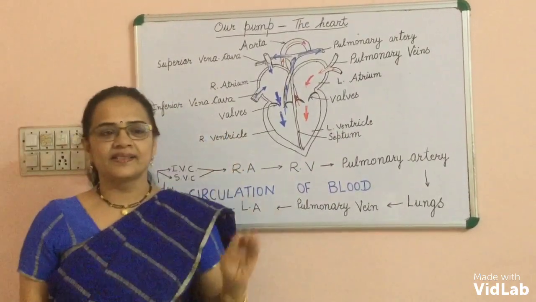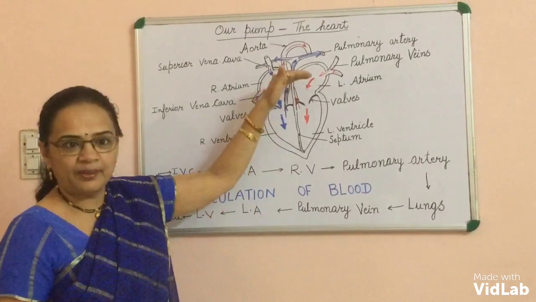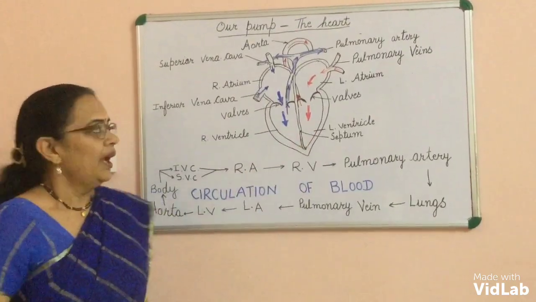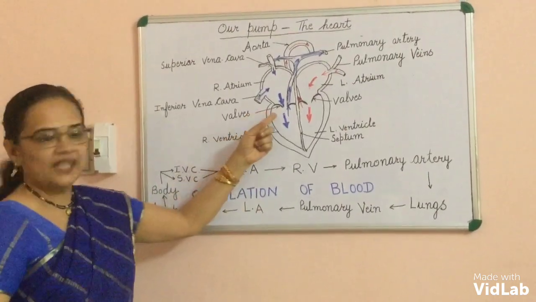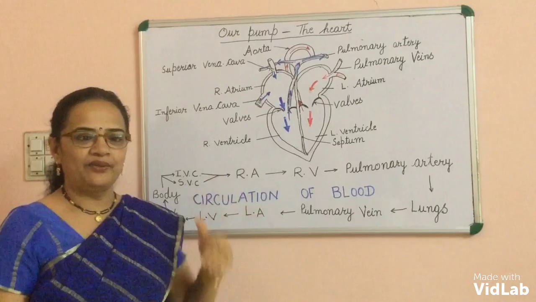The heart consists of four chambers. The upper two are known as atrium and the lower two are known as ventricle. In between the atrium and ventricle, valves are present.